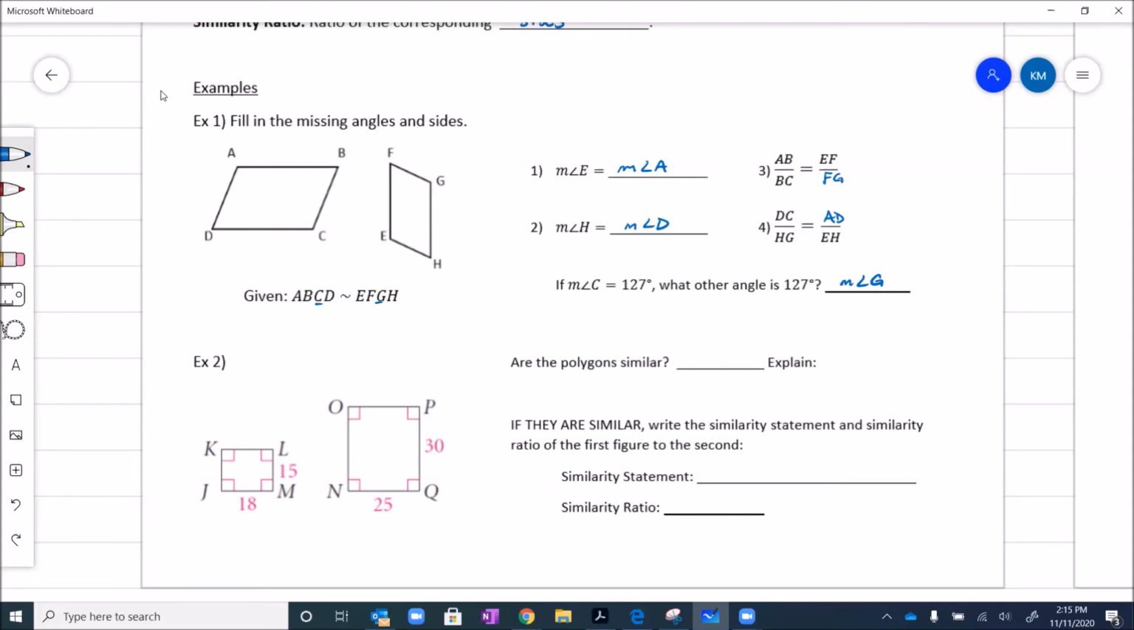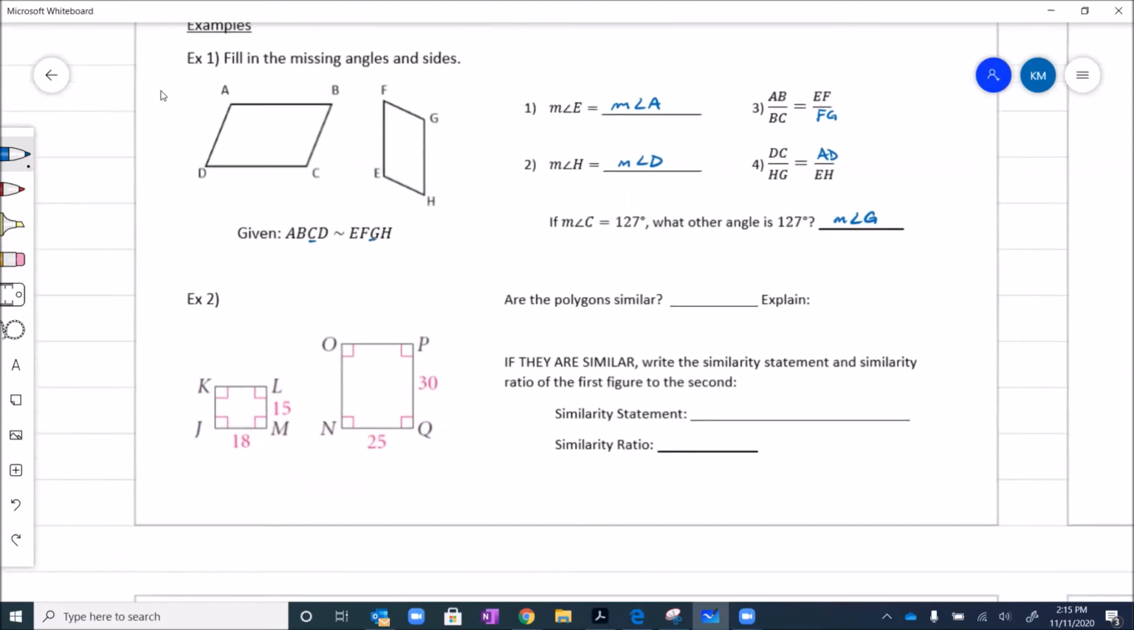All right, number two. It gives us two rectangles here. It says, are the polygons similar? Explain. So first thing that we need to do is make sure that we match up their corresponding sides. Now here's one thing that I always do. The largest side has to correspond with the largest side. These are easy enough to get confused between the orientation, but the most safe way is to say, okay, what's the longest side here? How does it correspond with this longest side?